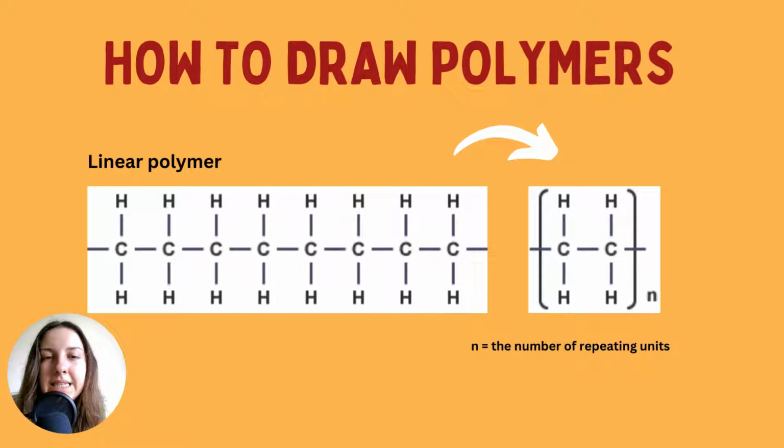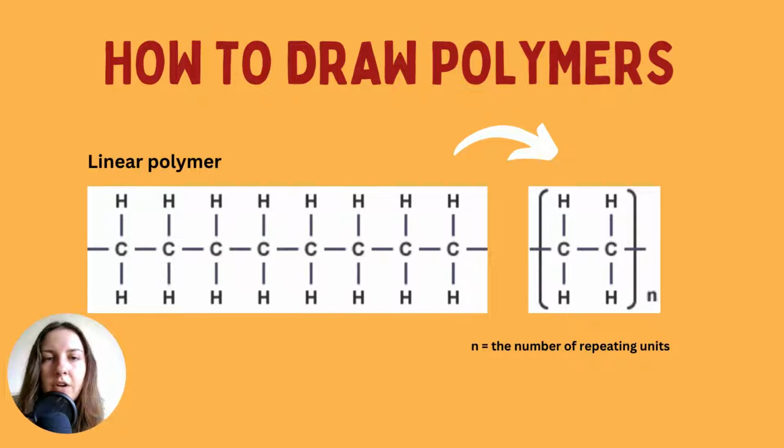So, how do we draw polymers? In the exam, you could be given an example of a repeating unit, something like this, a linear polymer. And you can see that it's a hydrocarbon, it only contains hydrogen and carbon, and those carbon atoms are covalently bonded, those hydrogen atoms are covalently bonded as well.